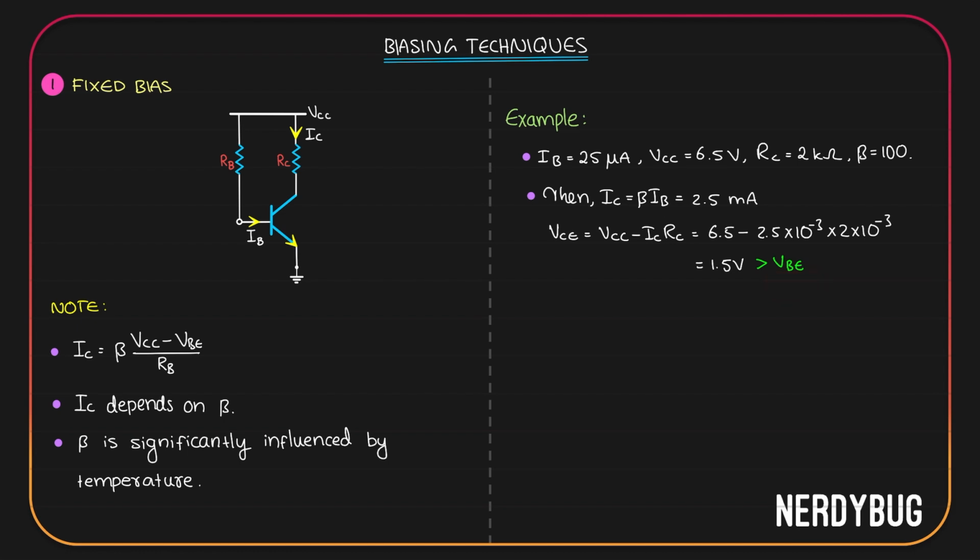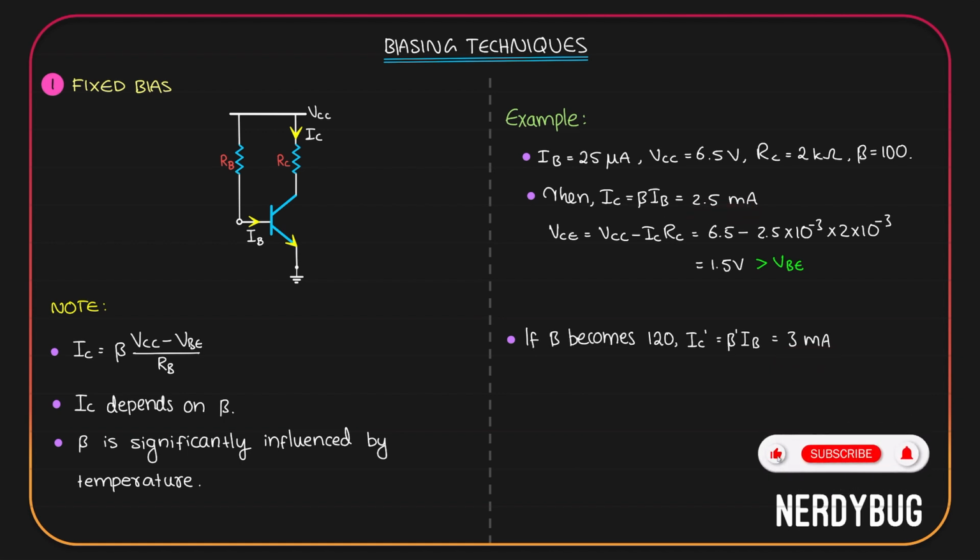So we are good. Now, assume that due to some temperature change, beta became 120 instead of 100. If beta becomes 120, the new collector current is going to be 120 times base current. That will become 3 milliampere. Originally, it was supposed to be 2.5 milliampere. It is 0.5 milliampere more. Percentage wise, there is a 20% increase, which is really high.